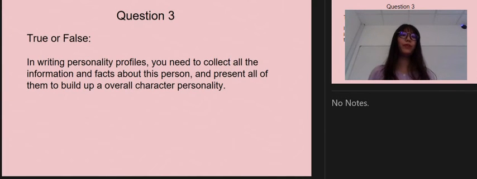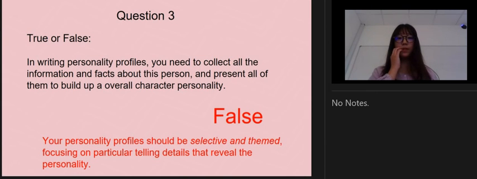And question 3, true or false. In writing personality profiles, you need to collect all the information and facts about this person and present all of them to build out the overall character personality. It's false because you should be selective and thematic, focusing on the particular details that reveal your character's personality.